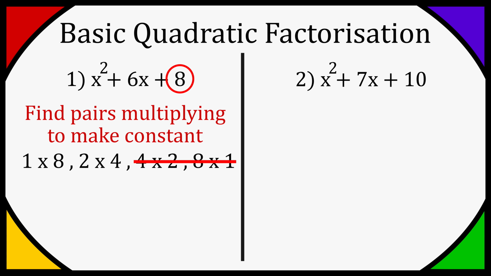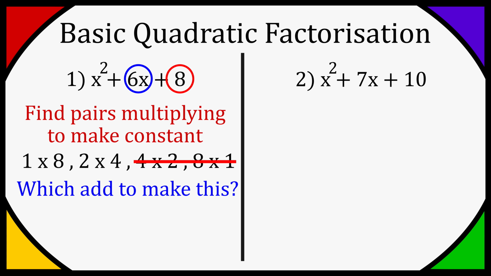Doesn't matter which order we're timesing that out in, it's more about the two pairs of numbers we're working with, so we can cross out the doubled up pairs. So from here we have 1 and 8, so 1 times 8, and 2 and 4, so 2 times 4, and we need to work out which one of them add up to this middle number.